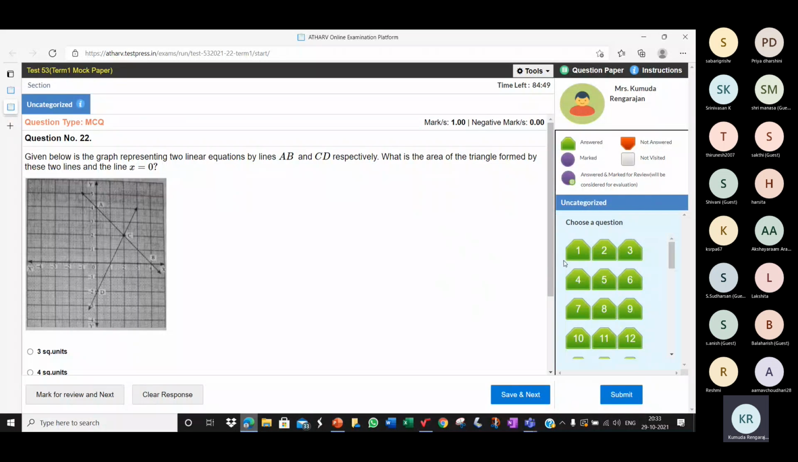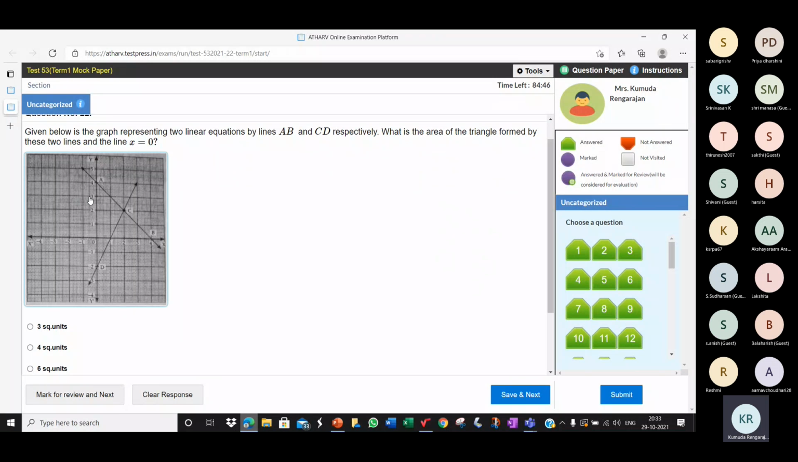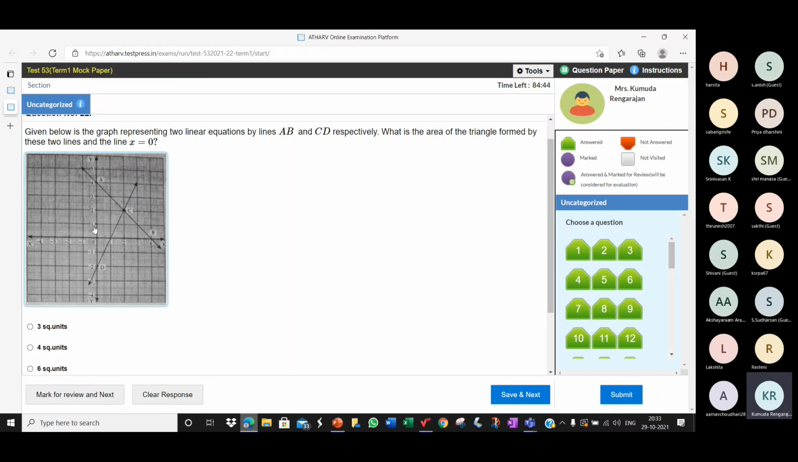Okay, so this one is 6, as you all said. You just have to count the spaces. So 1, 2, 3, 4, 5, 6 is the base, and the height is 2 units. This is the base of the triangle, 6 units. And the height is 2 units. So half into 6 into 2.